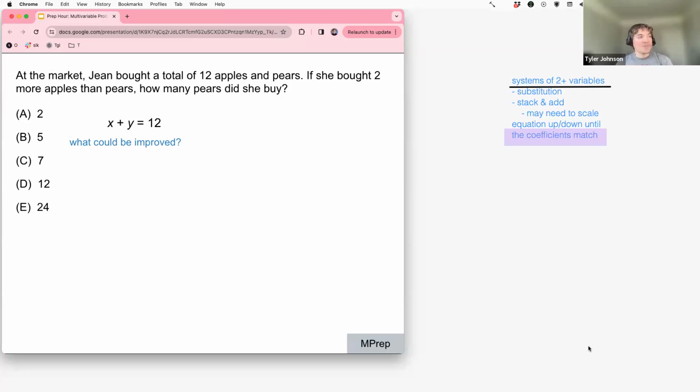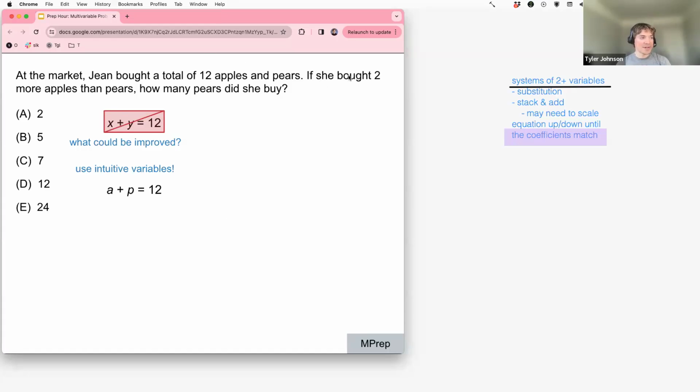Well, the issue with x and y here is it's not really clear which one is apples and which one is pears. And if I get to the end of my solution and I have x equals something, I'm not going to be sure. Was that the apple amount or the pear amount? So what I recommend, get out of the habit of using x and y when you're translating word problems. Use something more intuitive. So if I say a plus p equals 12, now it's abundantly clear a is apples, p is pears. Okay, so I got my first sentence out of the way.